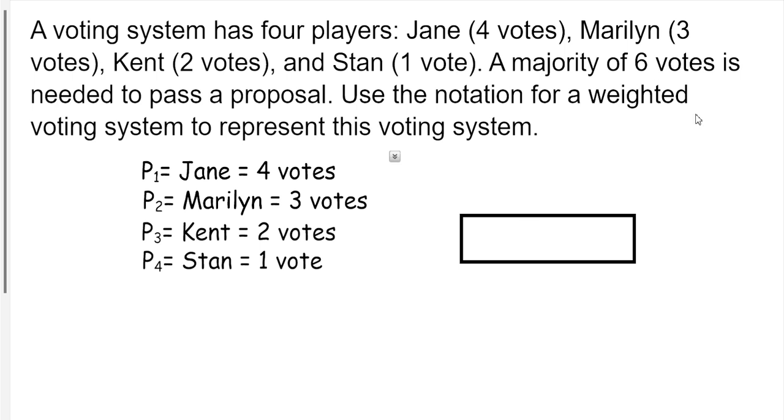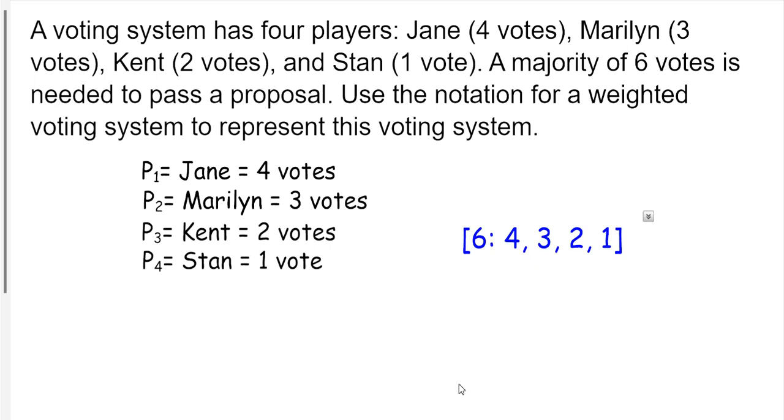They also said right up here the majority is 6 votes. So the quota is 6. This majority up here stands for quota. So our system is going to be bracket 6, then colon, 4, comma 3, comma 2, comma 1, like this. That would be all you would need to write for the system. You don't need the names at all.